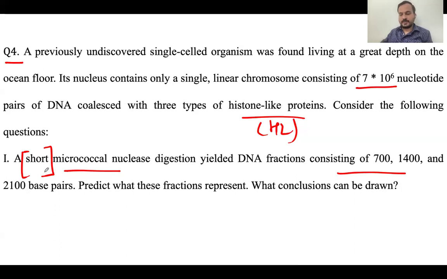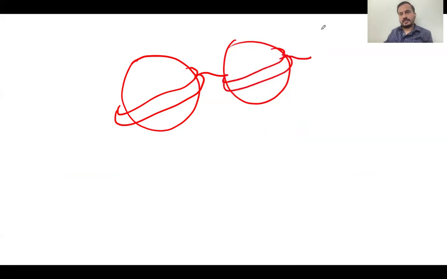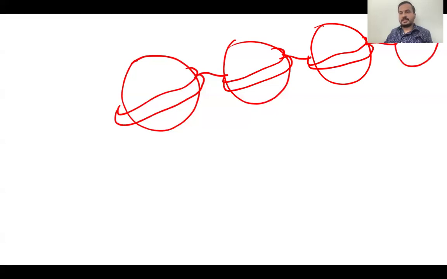So what will happen? We again get back to the same structure, nucleosome. And nucleosome, as said, is a complex of DNA and protein. And depending upon the length of the linker DNA, you'll see nucleosomes lying together to form these 30 nanometer chromatin fiber-like structures.